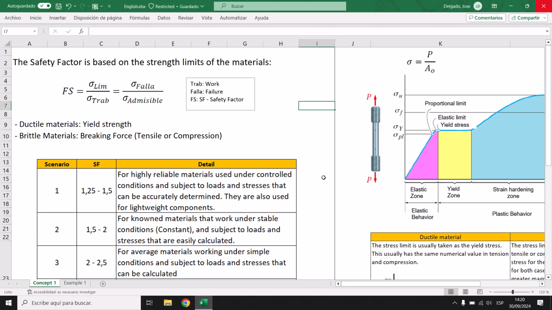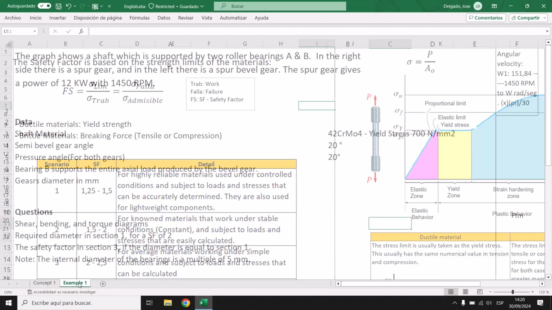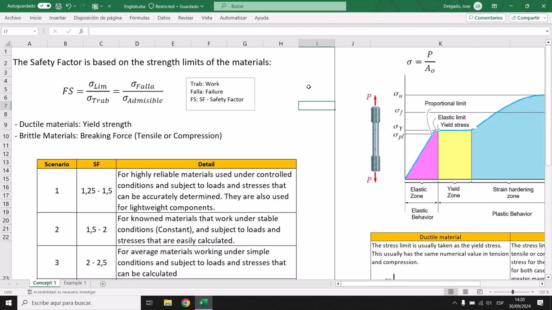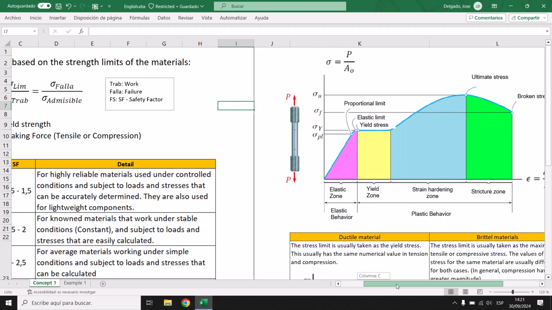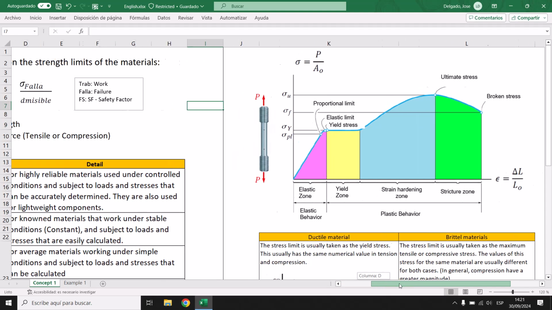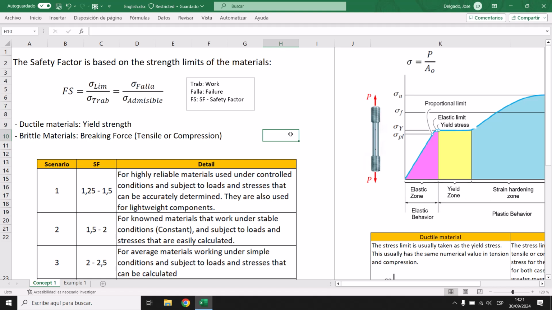Today we are gonna talk about a new topic about shaft calculations. So I prepared some initial information for you, the first concept, and then an example that we are gonna make. Something that you have to know is that this is gonna be a review of strength of materials. Maybe so, that's a review.